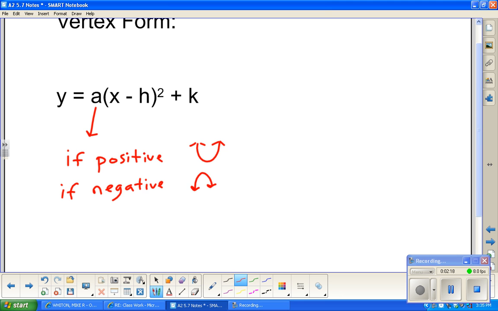What the h and the k do, like I said, is that they are the coordinates of the vertex. The way I want you to think of it is that h is going to be a horizontal shift. It's going to take the whole graph and slide it left or right, horizontally. And k is going to be your vertical shift. It's going to move the graph up and down.